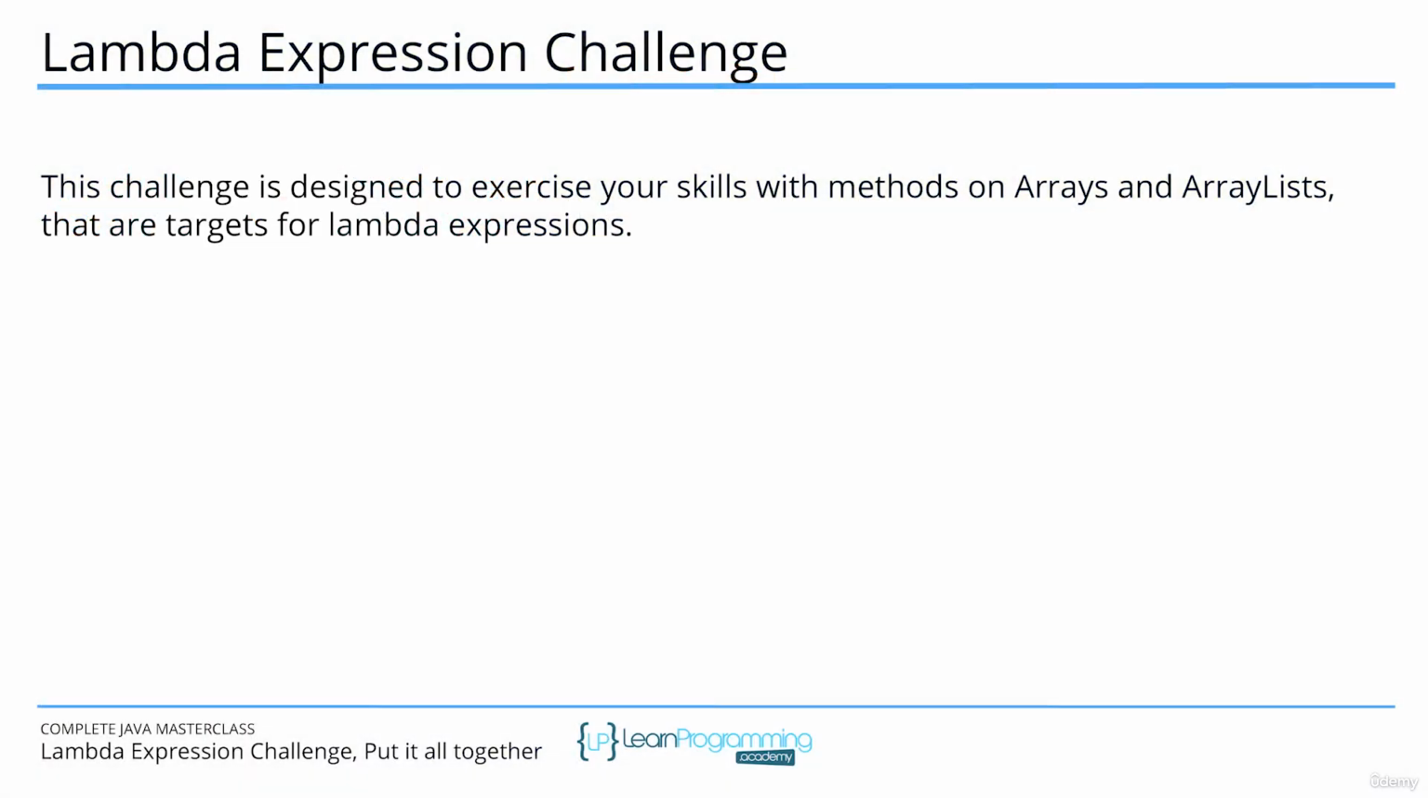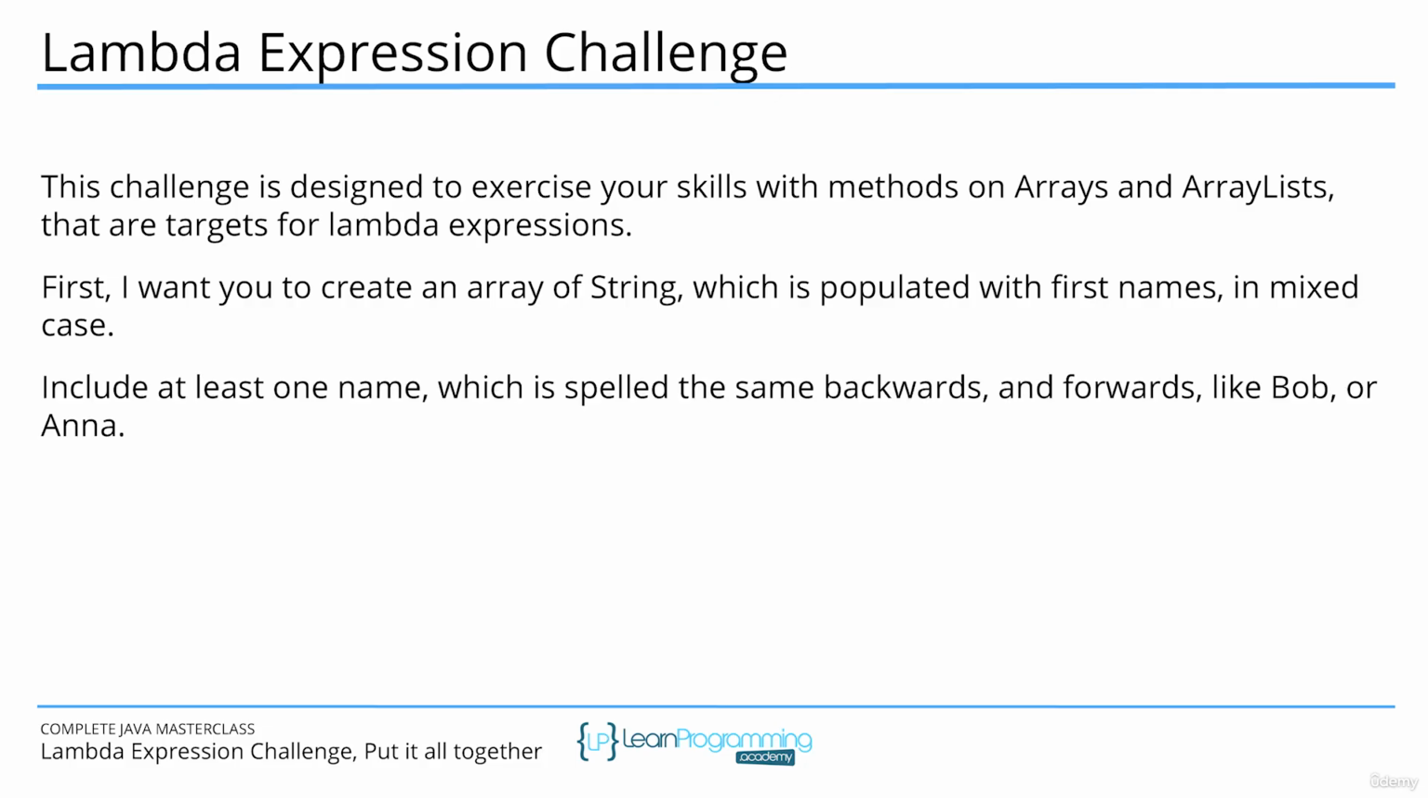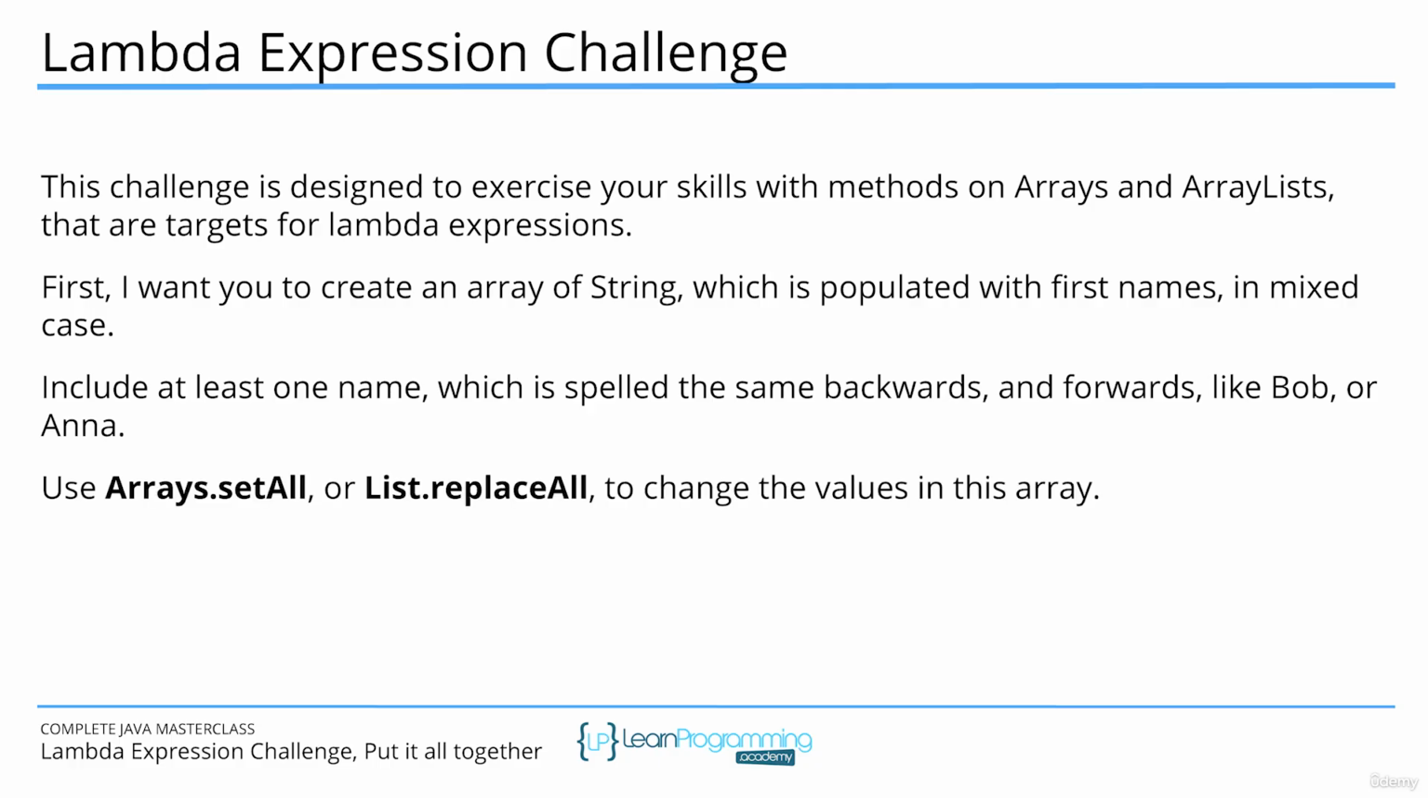This challenge is designed to exercise your skills with methods on arrays and array lists that are targets for Lambda expressions. First, I want you to create an array of string which is populated with first names in mixed case. Include at least one name which is spelled the same backwards and forwards, like Bob or Anna. Use arrays.setAll or list.replaceAll to change the values in this array.